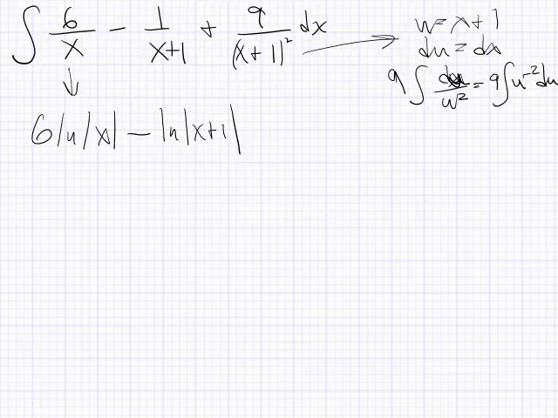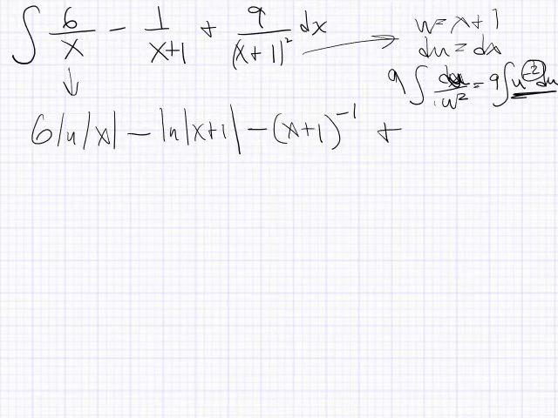Okay? And once we do that, bring this up, we end up with a power rule integral. So add 1 to this power, divide by, so negative u, which was x plus 1, to the negative 1. Throw a plus c on the end, and we have our answer.